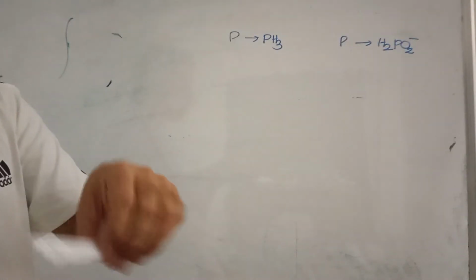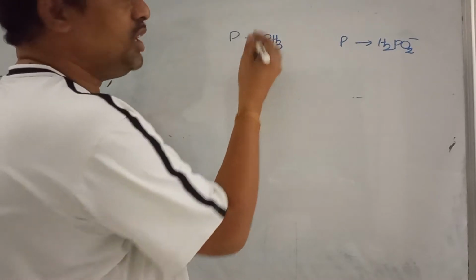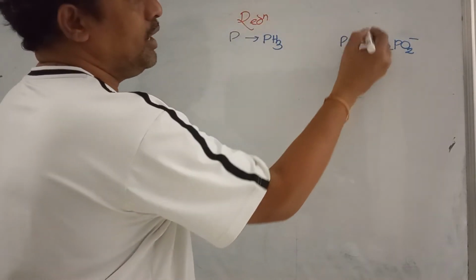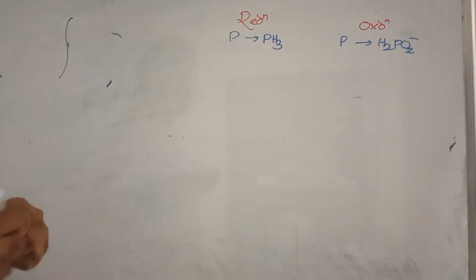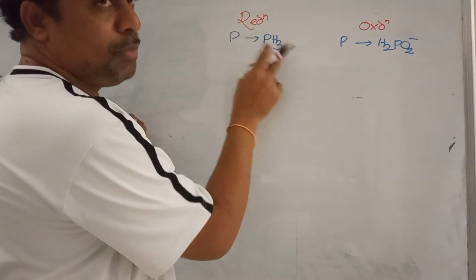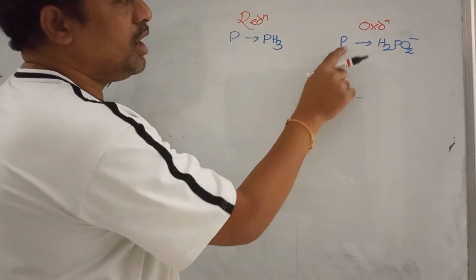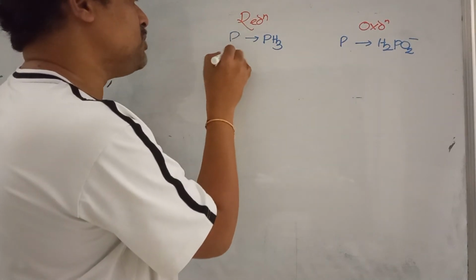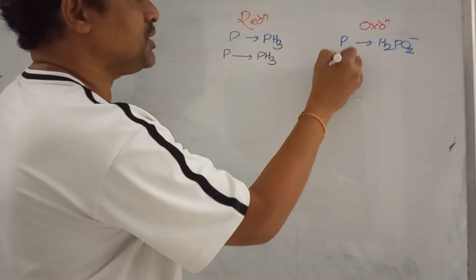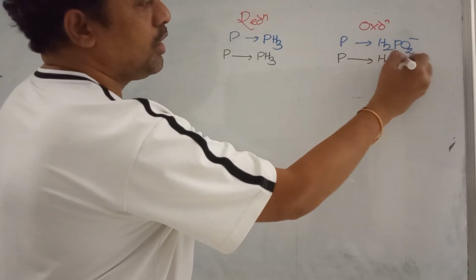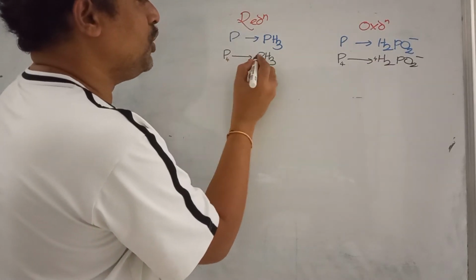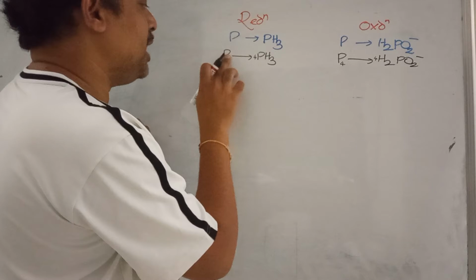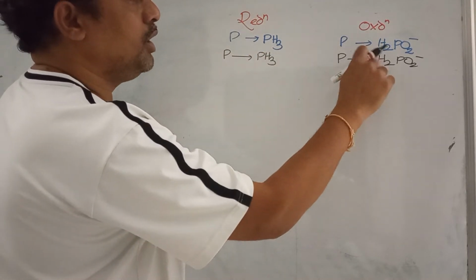So which is reduction, which is oxidation? 0 to -3 is reduction, and obviously the other will be oxidation. So we'll go with this. If you want P4 also, I will give you later. PH3: one phosphorus, one phosphorus. So phosphorus atoms wise it is already balanced. If you write P4 here, you need to make it 4. But I am saying, just believe me, take P. It is right. First step is done.